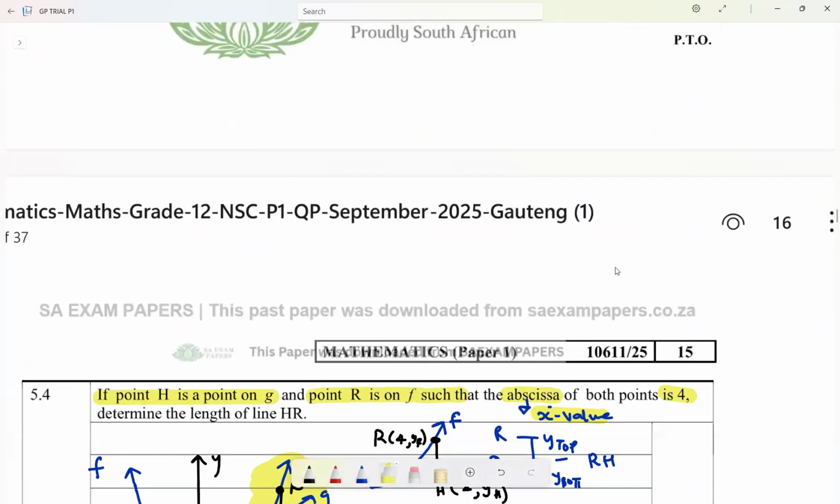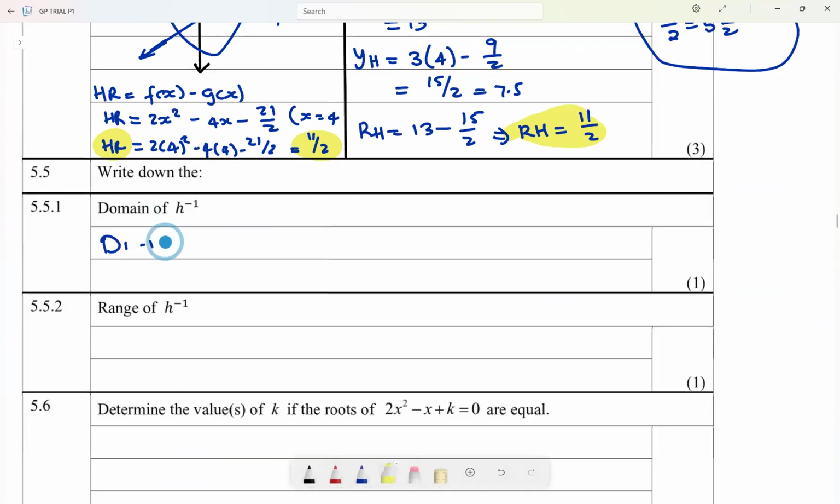So the range of H is equal to from negative infinity to infinity, which is the same as y is an element of real numbers. Therefore, the domain of the inverse will now be x is an element of real numbers. Or someone might write it like this: x is an element from negative infinity to positive infinity.